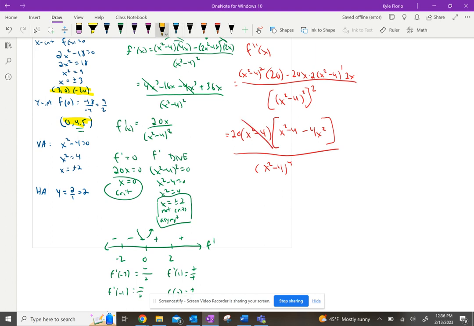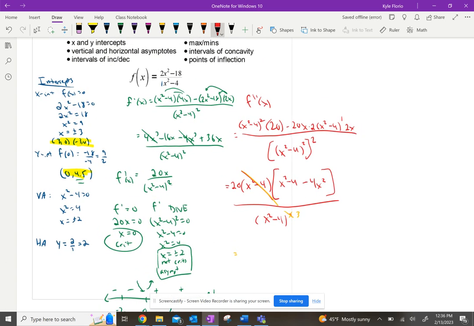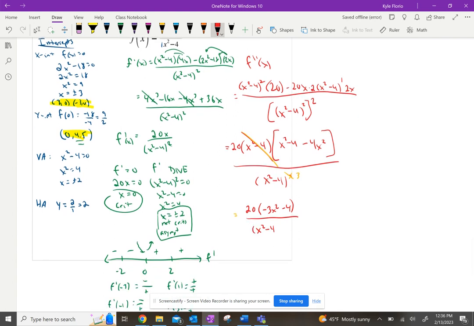Nicely enough, this x squared minus 4 is going to take out one of those ones, so there's going to be 3 left over. So we have 20 times, let's see, x squared minus 4x squared is minus 3x squared, all over x squared minus 4 to the third.